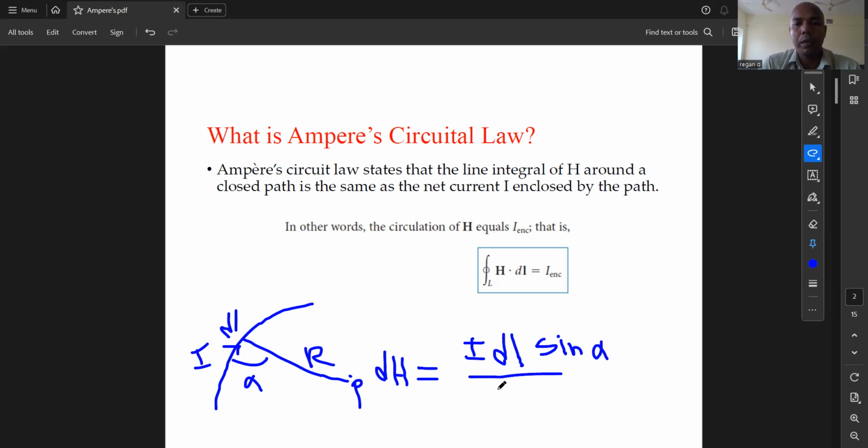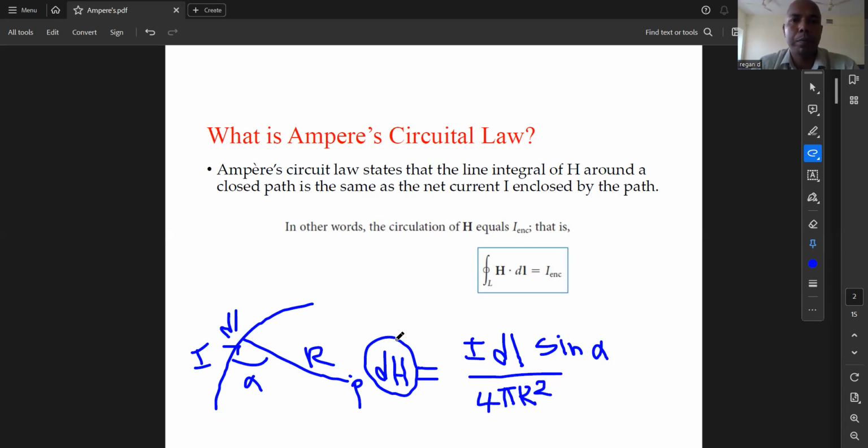It is inversely proportional to the square of the distance, and the proportionality factor is 4 pi. So that infinitely small current carrying conductor makes the differential magnetic field dH at point P. Now in Ampere's circuit law, we find the magnetic field from a current loop.